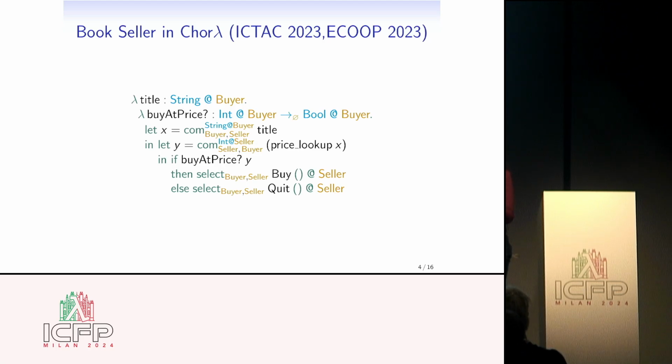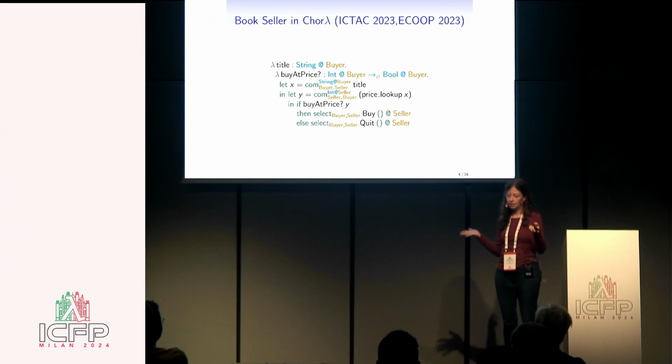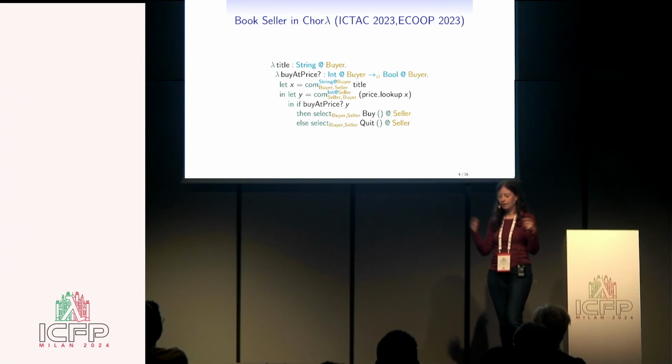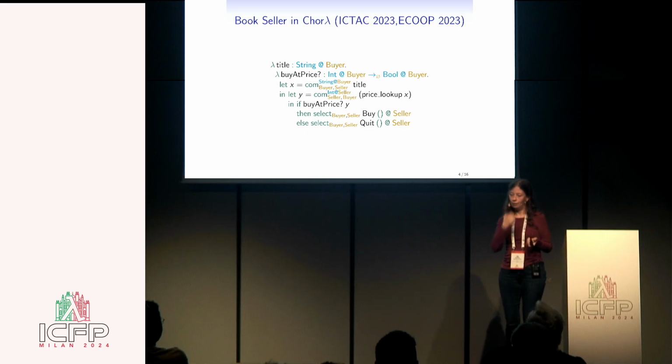Well, it looks something like this. This is Chorλ, which we developed. And Chorλ is the first higher order choreography language and also the first functional choreography language. So here we have a choreography in Chorλ which is parametric on a string at the buyer, which is the title of a book that the buyer wants to buy, and a function also at the buyer, which determines whether the buyer is willing to purchase this book at whatever price they're given.